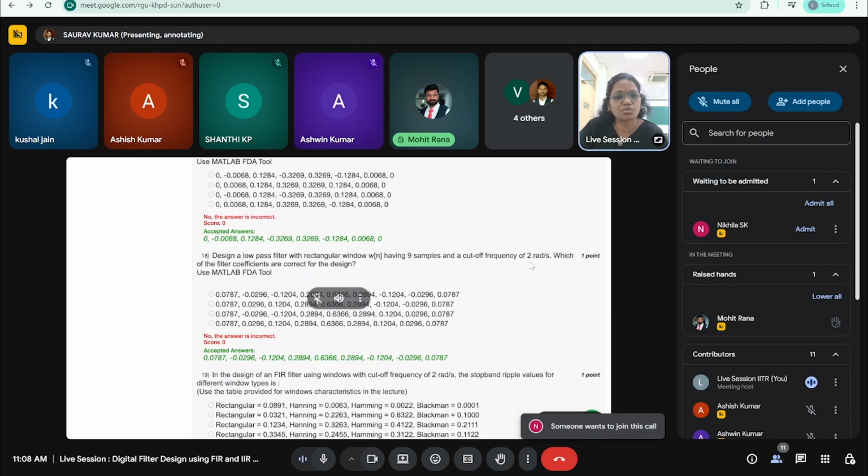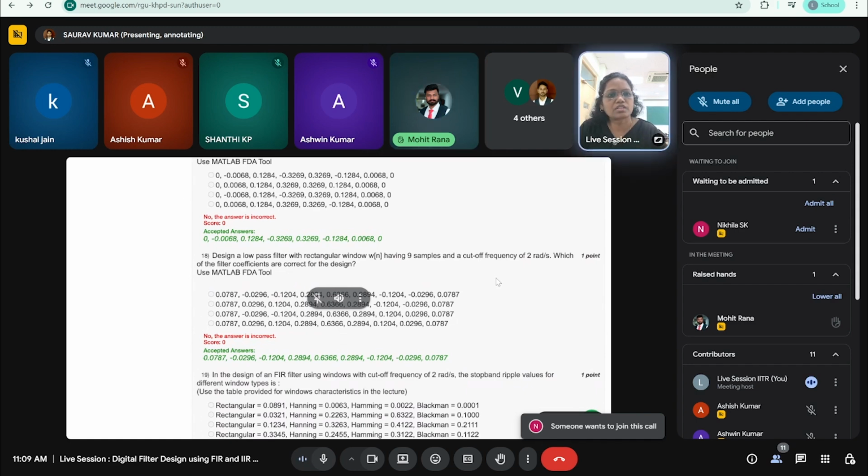It is 2 radians per second, and you can calculate this using the equation given in the lecture, and substitute n varying from 0 to 8. Here 9 samples are there: 1, 2, 3, up to 9. Total 9. And obtain the h of n expression for the filter using this equation. That is a sinc function you would get.